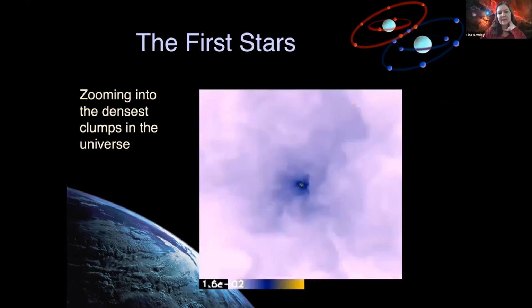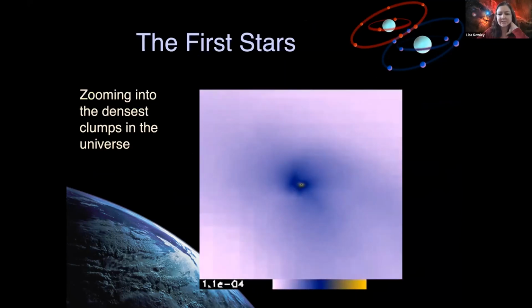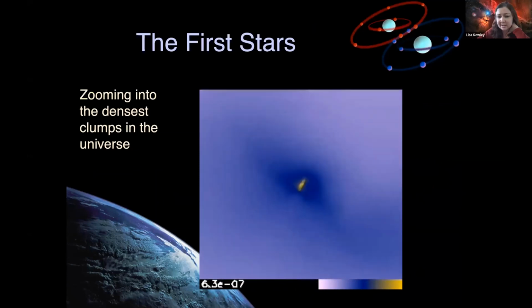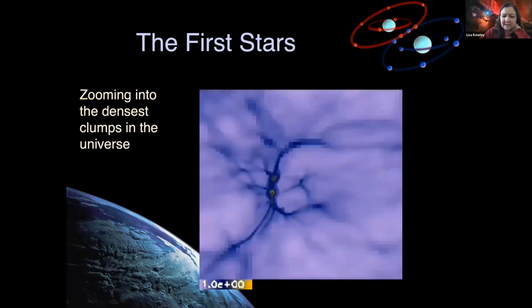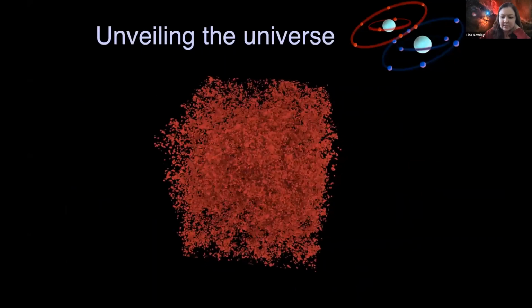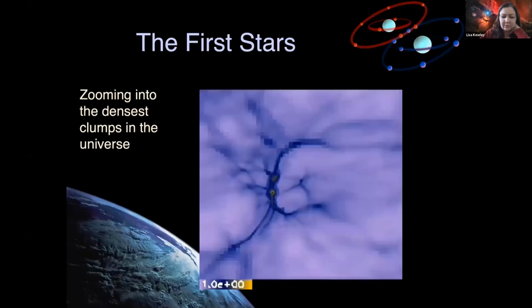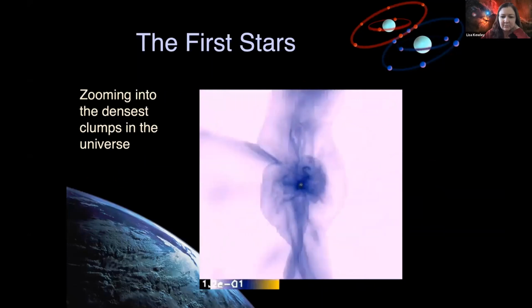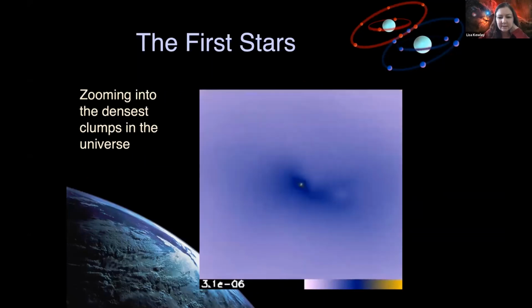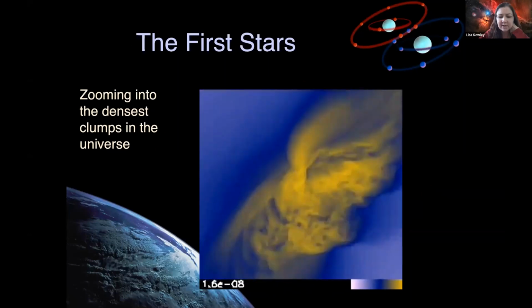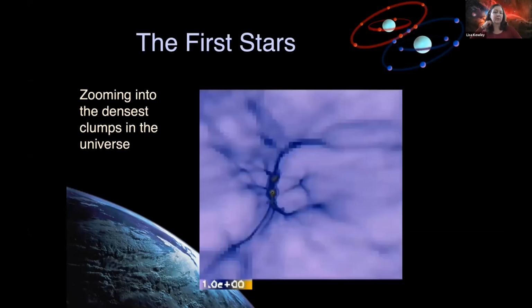And so this is actually a zoom into the densest clump in a simulation done on a supercomputer. So we're zooming into gas here. We'll do that movie again if we can. Yeah, we're going to zoom in right to the center. And this is the really dense clump in the universe. Now, it's in these dense clumps that the first stars were forming.